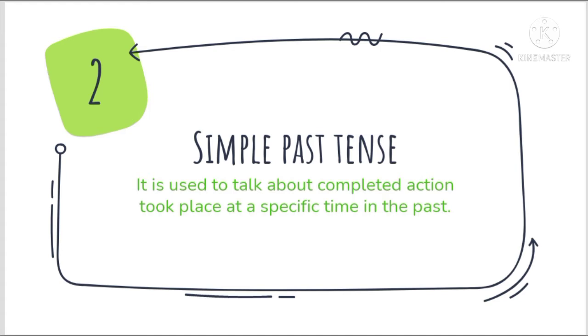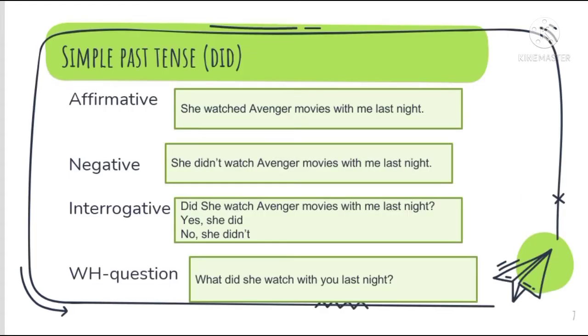Okay, simple past tense. Simple past tense, we talk about completed actions. It has already happened in the past. Okay. For instance, in affirmative, she watched Avenger movies with me last night. Remember, in simple past tense, untuk kalimat positif atau affirmative, dia menggunakan verb 2, okay? And you can give additional informations atau adverb time-nya bisa last night, 2 days ago, atau yesterday.